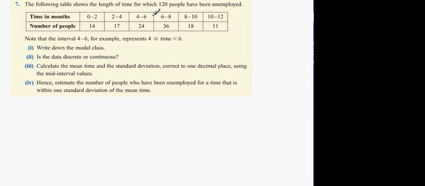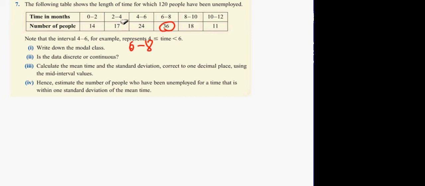The following table shows the length of time for which 120 people have been unemployed. Okay? Now, it's the time in months, 0 to 2. Now, it tells us that 4 to 6 represents 4 is included, but 6 isn't. So it means anywhere from 4, but underneath 6 months. Then it goes right down to the modal class. The modal class is the most common length of unemployment. It's going to be 6 to 8.